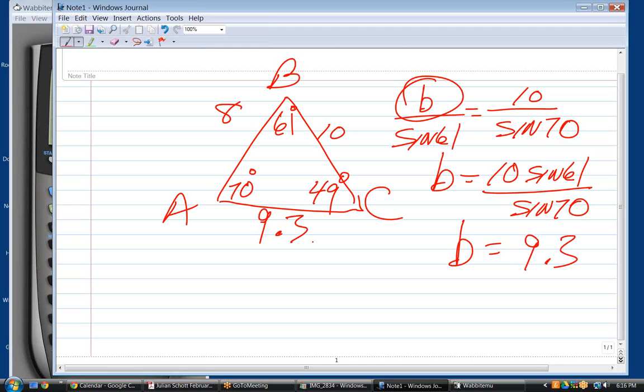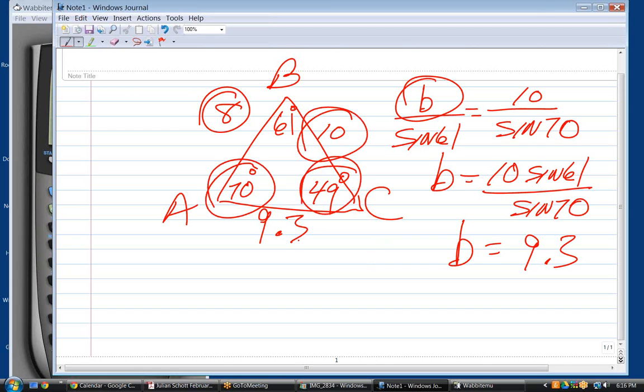Now, every time you solve a triangle, you want to give it the ballpark test. The ballpark test being, is the largest side opposite the largest angle? Is the smallest side opposite the smallest angle? Because every triangle has to be that way. If you don't have those relationships, it means you've made a mistake with your calculations, and it gives you a chance to go back and fix it. 8 is the smallest side, it's opposite the smallest angle. 10 is the biggest side, it's opposite the biggest angle. So this answer of 9.3 makes a lot of sense. It's right in the middle, as it should be.